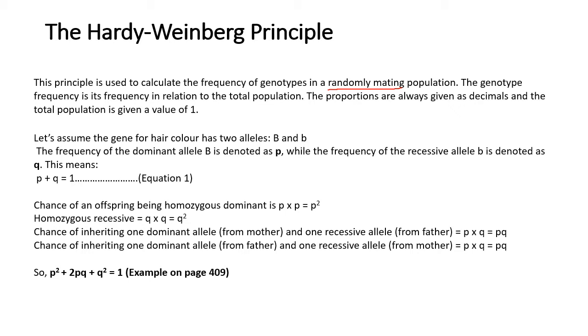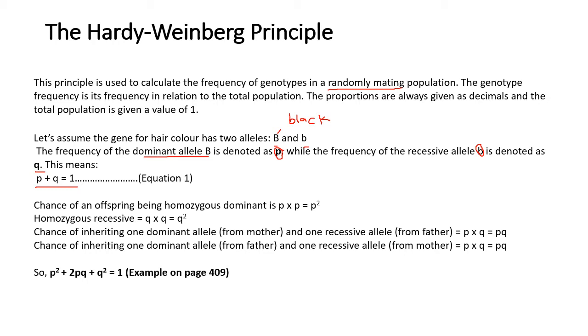So let's look at what I have put here on the slide. Let's assume that the gene for hair color has two alleles, big B and small b. We can say big B is black and small b is brown. The frequency of big B, the dominant allele for black hair, can be denoted as p in the Hardy-Weinberg equation, while the frequency of the recessive allele, small b, can be denoted as q. If we're looking at a population where we have both of these alleles, the equation will be p plus q equals 1. Again, remember we always denote the total population as 1, so all of these alleles, when added together, give us a value of 1.